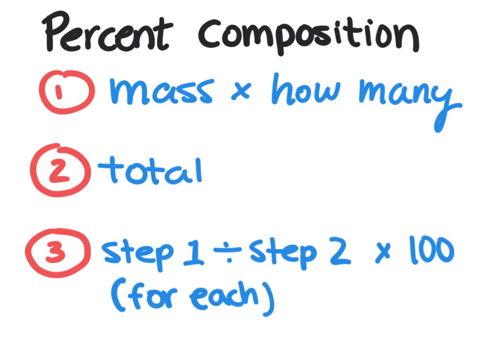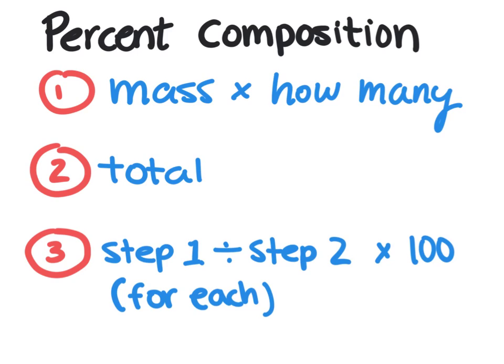To find percent composition, we use 3 steps and we always do it the same way. The first step is going to be finding the mass and how many for each element and multiplying those numbers. So the first step is mass times how many. The second step is just adding those numbers together to get a total. And the third step is taking part over whole times 100.